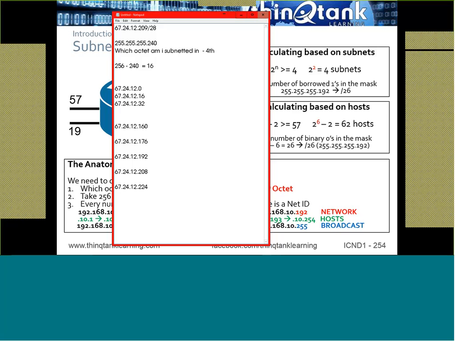So the thing is, what network does 209 belong to? 209, which is a host, doesn't belong to the 160 network. It doesn't belong to the 176 network. It belongs to the 208 network. Isn't the network ID the very first address in the subnet? Yes.